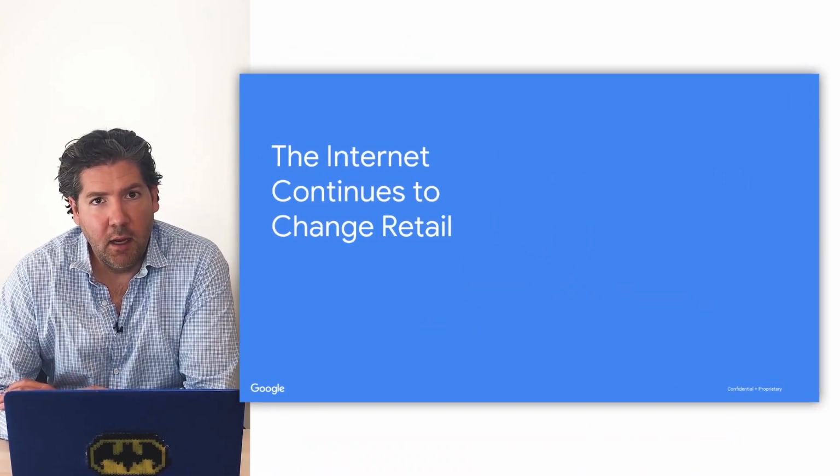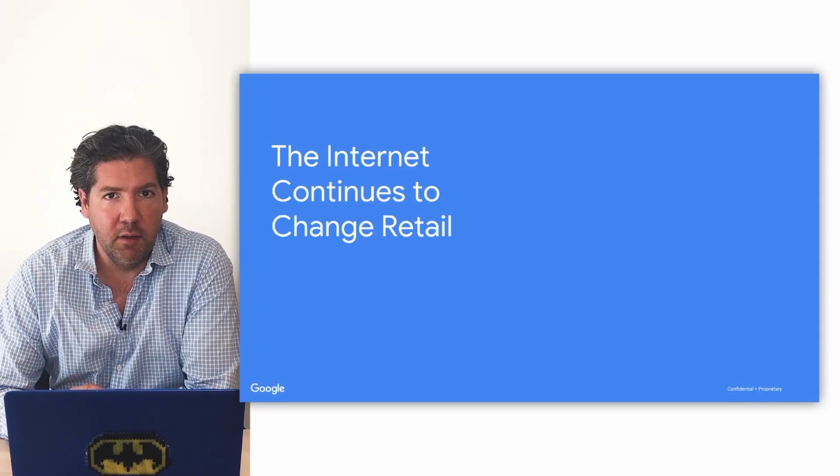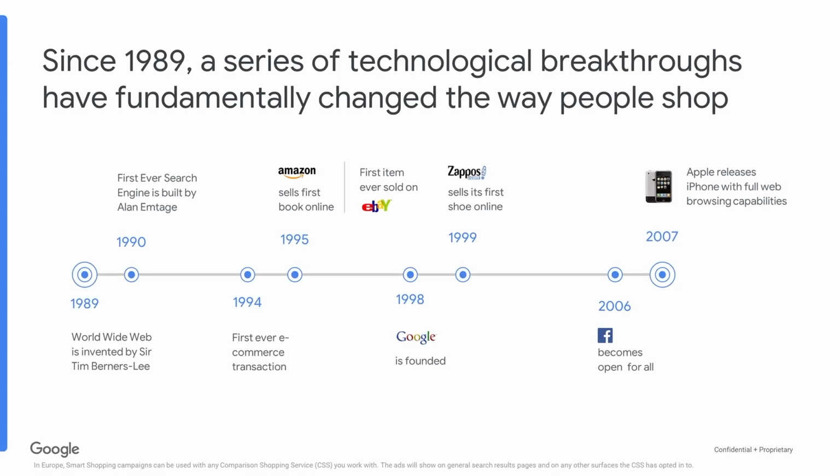But before we start looking into smart campaigns in more detail, let's have a look at how technology has changed retail over the last years. I'm not going through all these different dates you see on the slide. I just want to emphasize that it's only 26 years since the first product was actually sold online, and only 13 years since Apple released the iPhone and changed the ecosystem of online shopping again with mobile browsing.